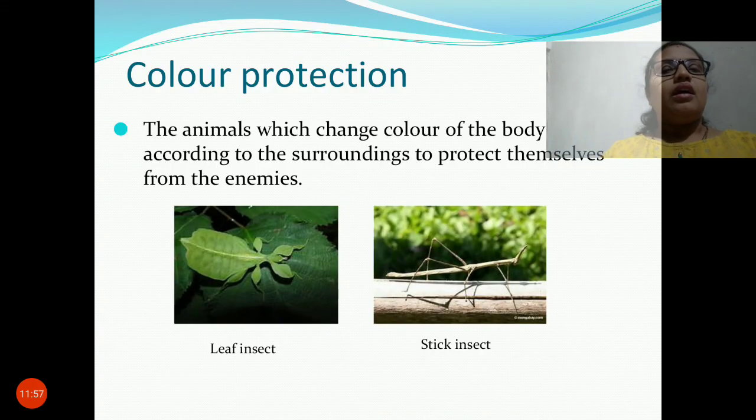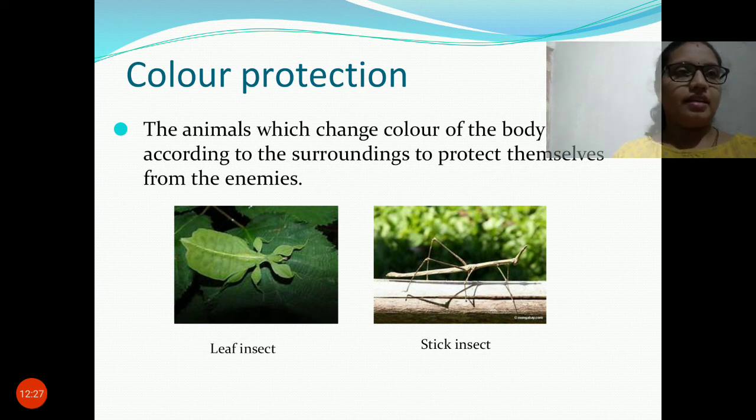Then how do other animals protect themselves? A few animals will change their color to protect themselves. You can see a leaf insect and a stick insect. See both leaf insects on the left side. Both are green. We cannot differentiate which is leaf, which is insect. These animals change their colors to protect themselves from the enemies.